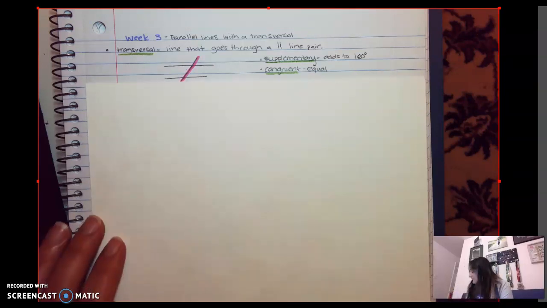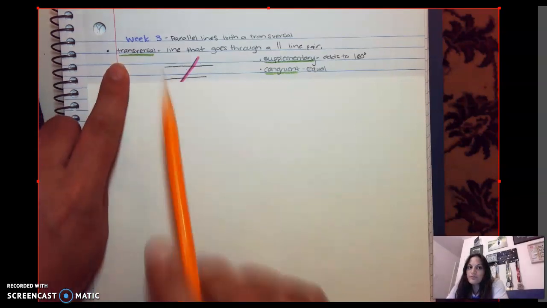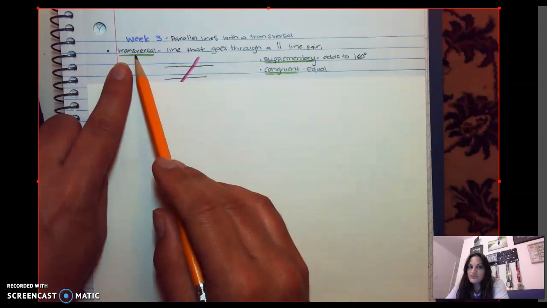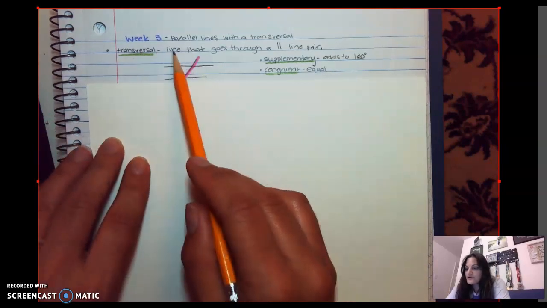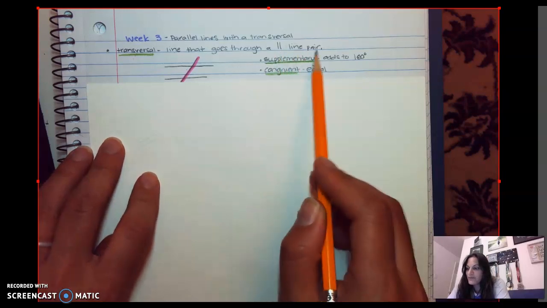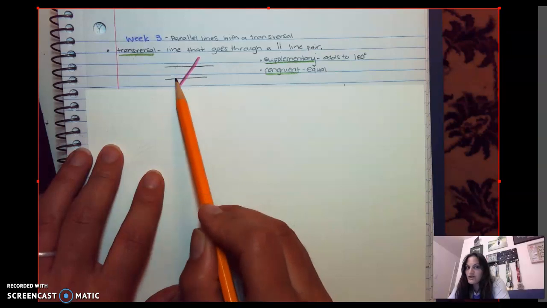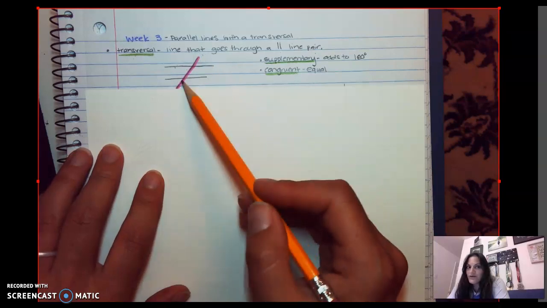Okay, so for a little bit of vocab, a transversal, if you break it down, trans just means that it goes through something. So a transversal is a line that goes through a parallel line pair, remember this means parallel. Okay, here's my parallel line pair. See how they're not touching each other? This is my transversal, the thing in pink.